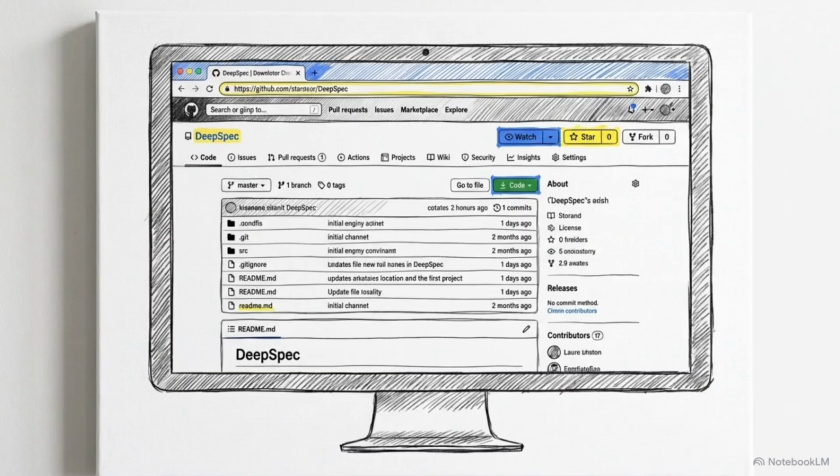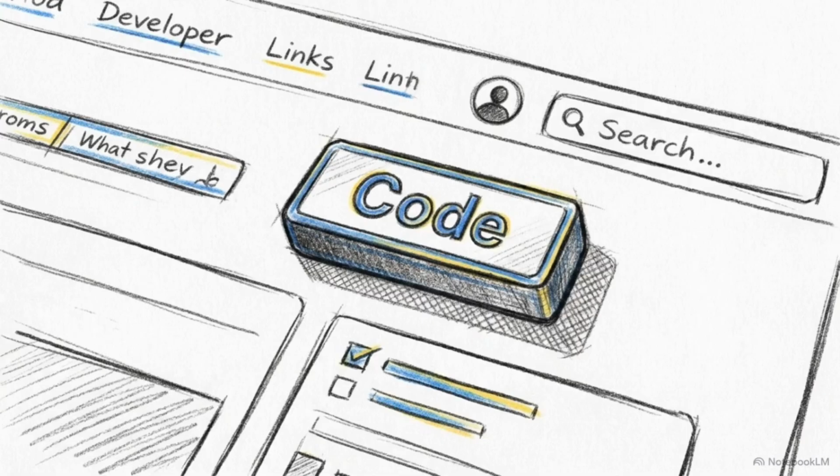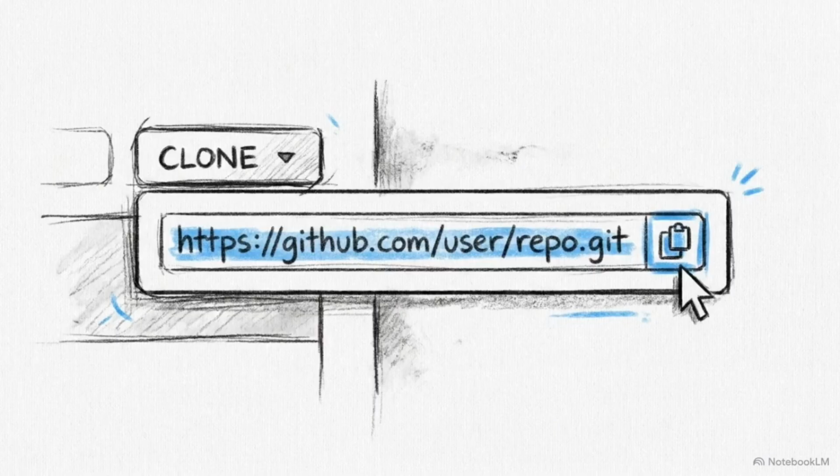This is the official DeepSpec project page on GitHub. It operates under an MIT license, and it serves as the foundation for our setup. Look near the top right of the repository page. Click the green code button and copy the repository URL to your clipboard.